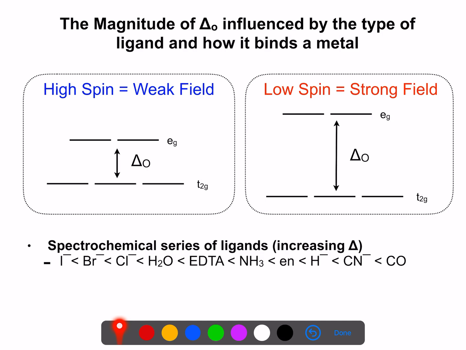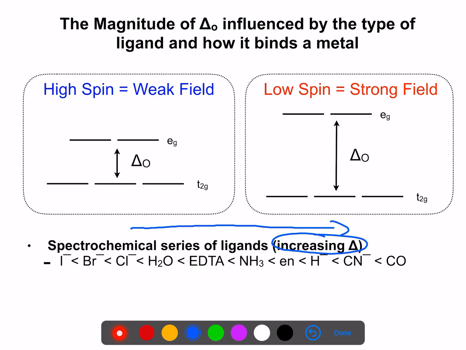Empirically, we developed the spectrochemical series, and we could say things like iodide, bromide, chloride, and water would be weak field ligands, so these are going to produce high spin complexes, whereas things like hydride, cyanide, or carbon monoxide are strong field ligands, which would give rise to low spin complexes. So as you go from left to right on the spectrochemical series, what we're seeing is delta O is increasing.